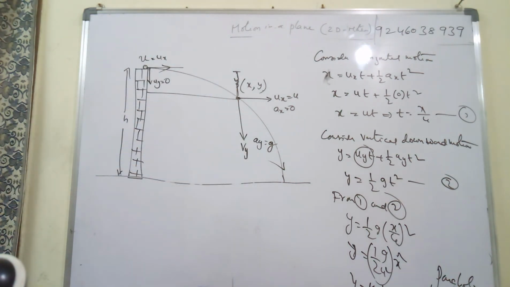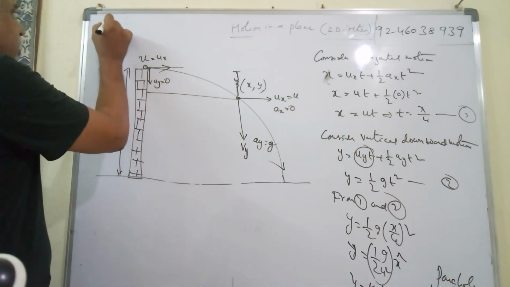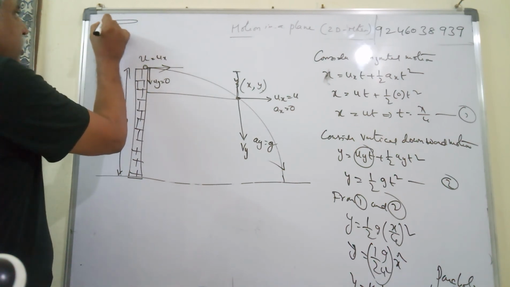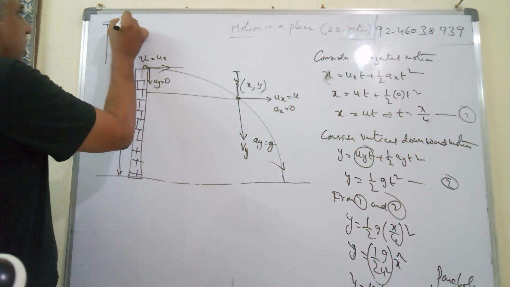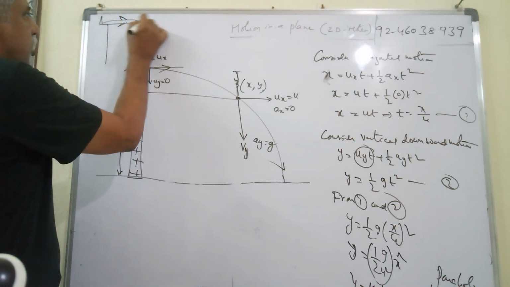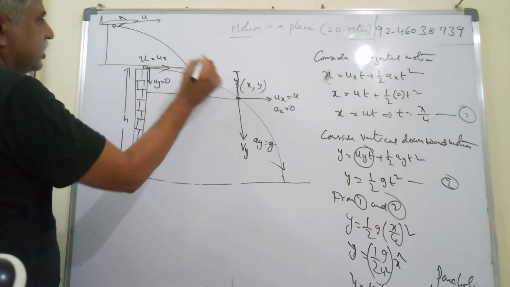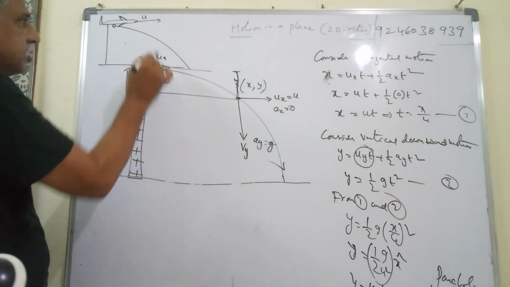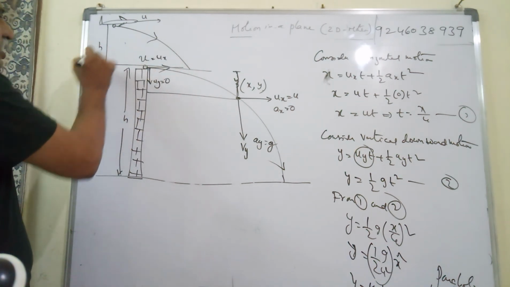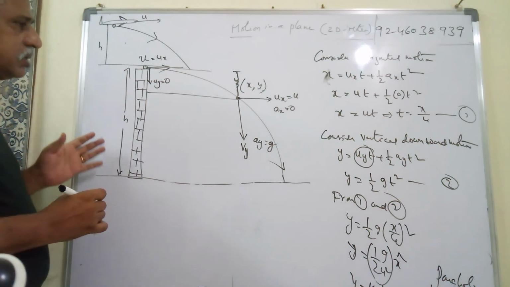It follows the parabola. It is similar to the problem where, for example, an aeroplane is traveling at a height h with velocity u. From this a bomb is dropped. It will travel like this. This problem is also similar to this problem. It is h, the height from which it is dropped.